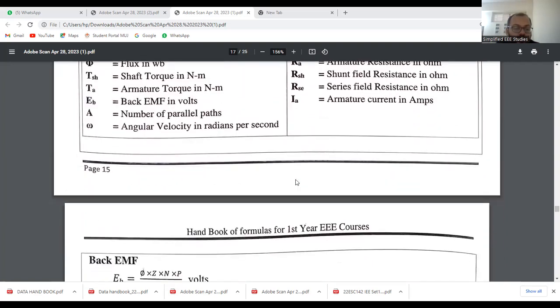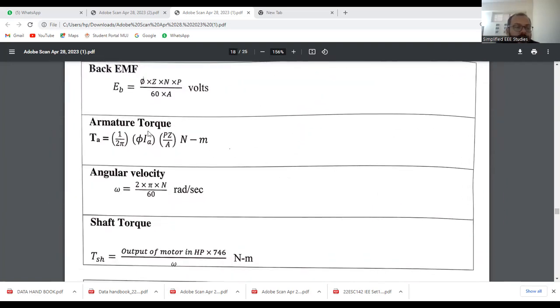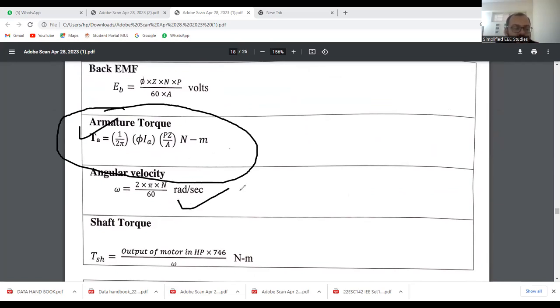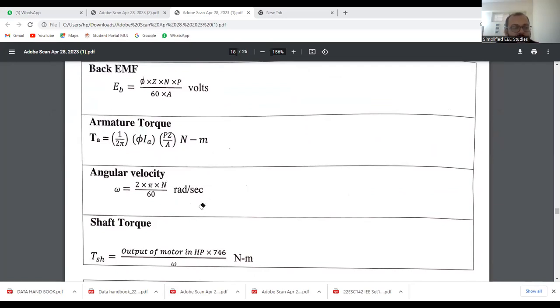Even motor, torque equation is directly given. So your job is to derive this torque equation, right? Anyway, you know the torque equation. Definitely you can make out. It's not a big deal. Even shaft torque, angular velocity, everything is given. So your job will be minimized. Only you have to study the derivation.